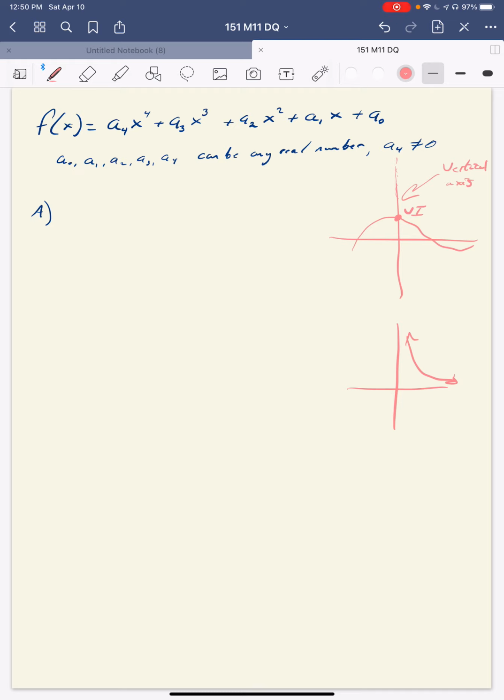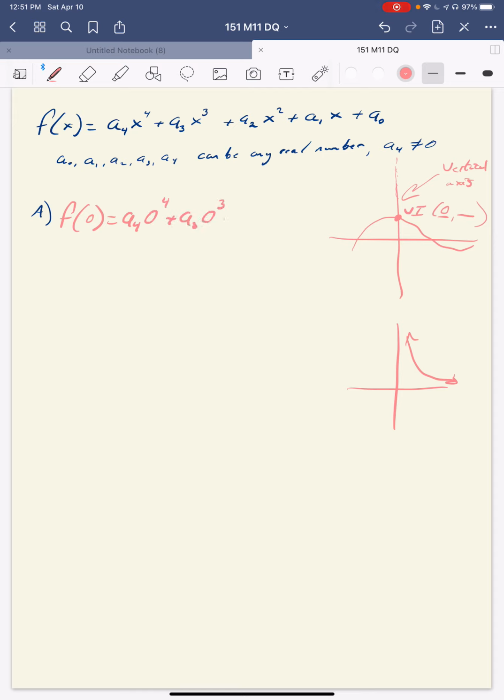But how can I show that more algebraically? I can look and say, well, what is always true about the vertical intercept? And that is the fact that in a vertical intercept, the input value is zero, and then some output value. So if I were to come back here and evaluate that function at 0, this would give me a sub 4, 0 to the 4th, a sub 3, 0 to the 3rd, a sub 2, 0 squared, a sub 1 times 0 plus a sub 0.